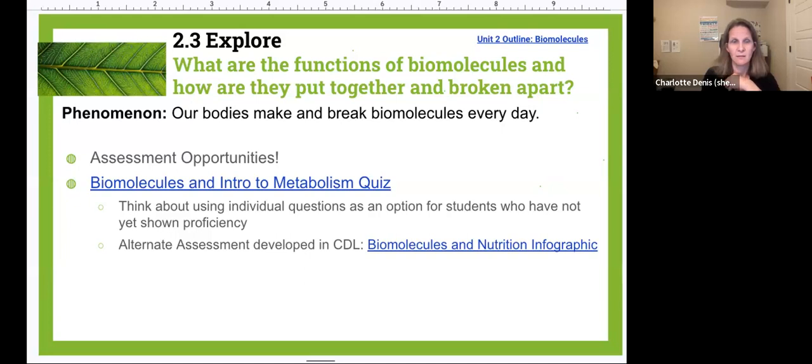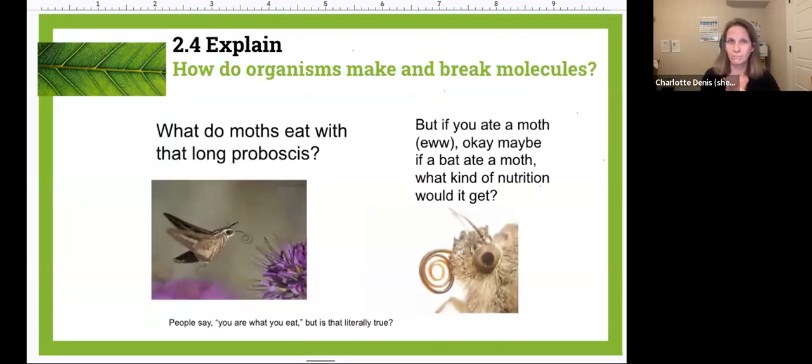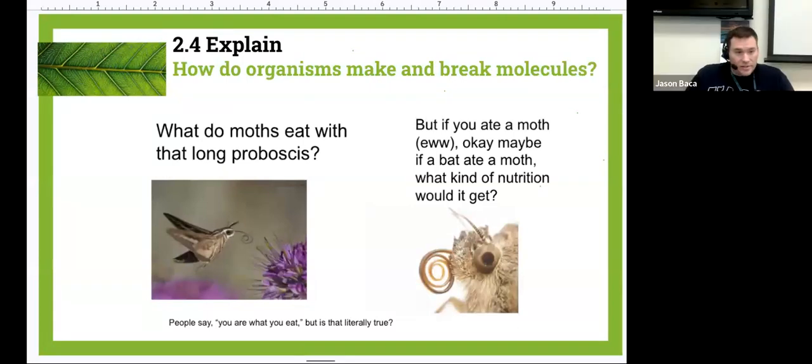Questions? Now we're getting into the real meat. So lots going on in the next task set. Yeah, so this is, as Charlotte just mentioned, probably one of the bigger pieces of the unit. So it's Unit 2.4. How do organisms make and break molecules?